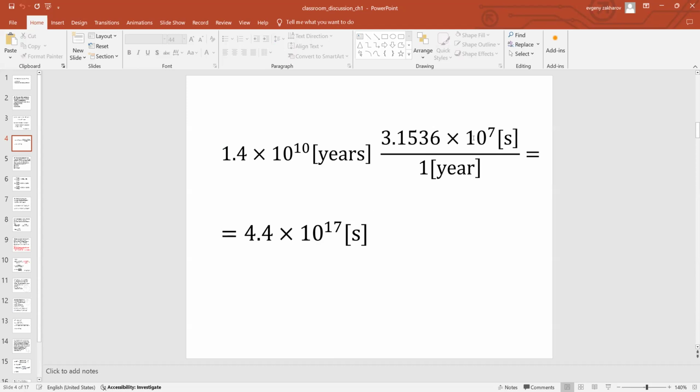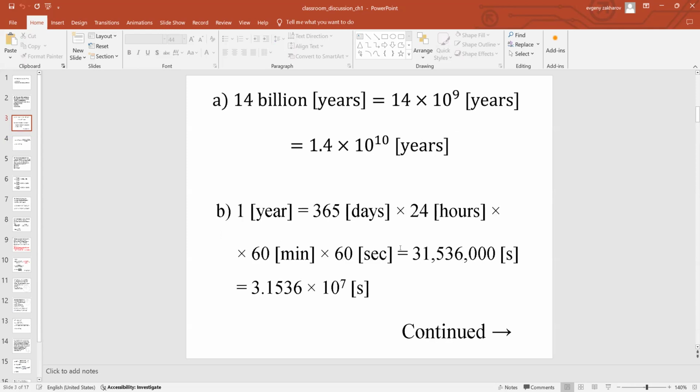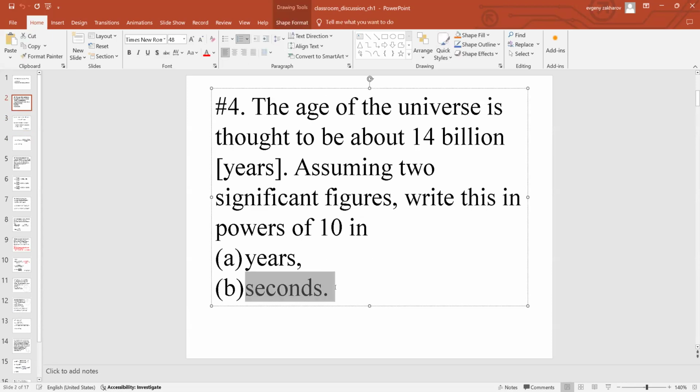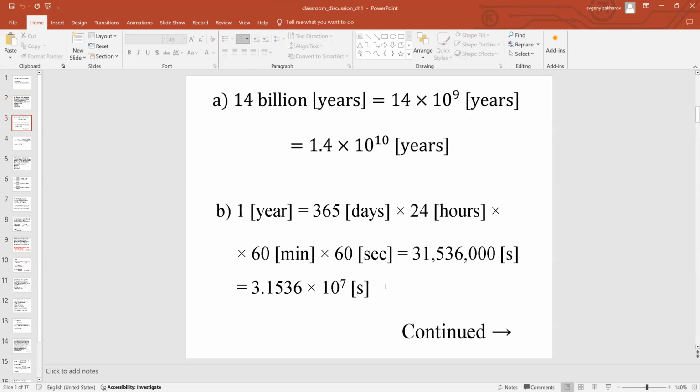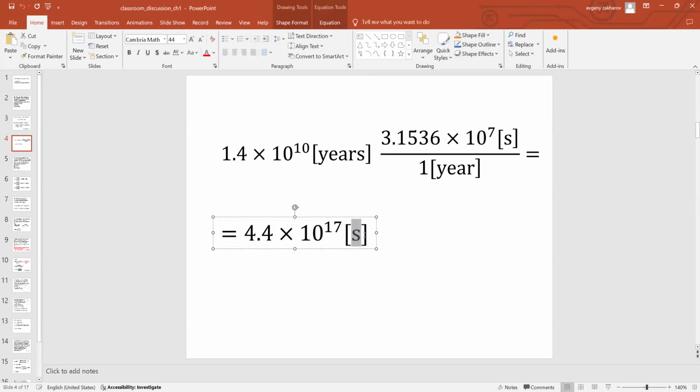If you put years on top and seconds at the bottom, what's going to happen? You'll get years squared divided by seconds. That's not what we want. We want seconds. The problem was for seconds. And we got seconds because years cancel out.